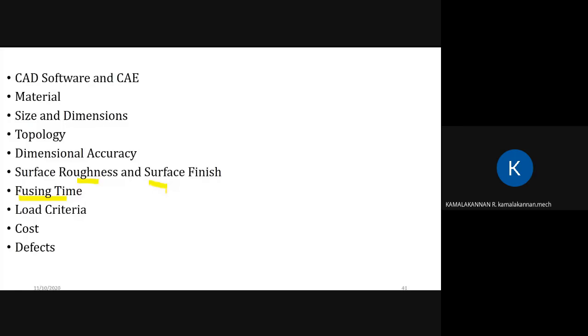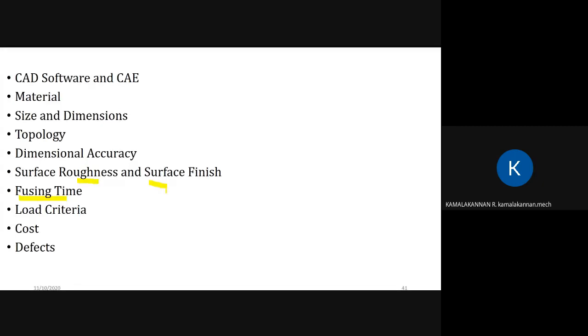Load criteria. 3D printed products won't have good isotropic mechanical properties, so depending upon the design and infill, the load criteria might change. Sometimes the XY might be good and the Z axis might be weaker. It might change depending upon the size and how you are printing.